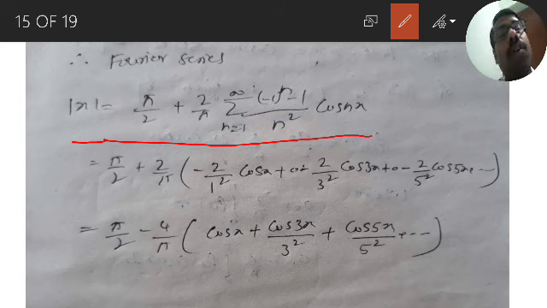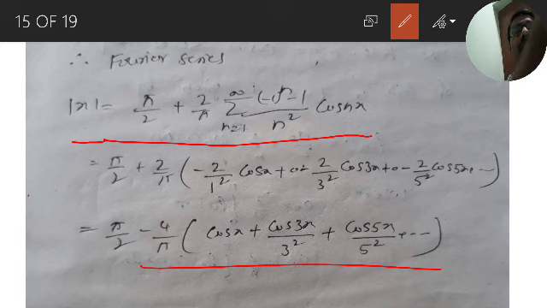So what are you able to get? For n is equal to 2, n is equal to 4, n is equal to 6, for all even n values, the values of sigma are 0. So what is the Fourier series for mod x? It is pi by 2 minus 4 by pi into cos x plus cos 3x by 3 square plus cos 5x by 5 square and so on. So this is our Fourier series for the function mod x.